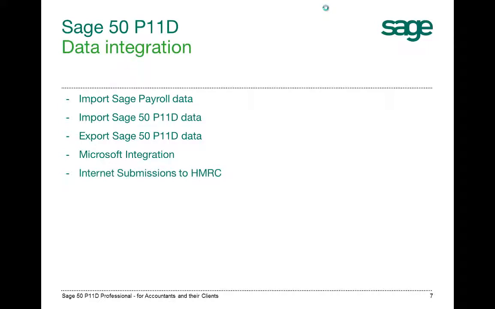You can submit your P11D information directly to HMRC electronically using the Sage 50 P11D software. And you can also submit your P11DB information in this manner as well. And we also provide you with web links to relevant taxation websites.